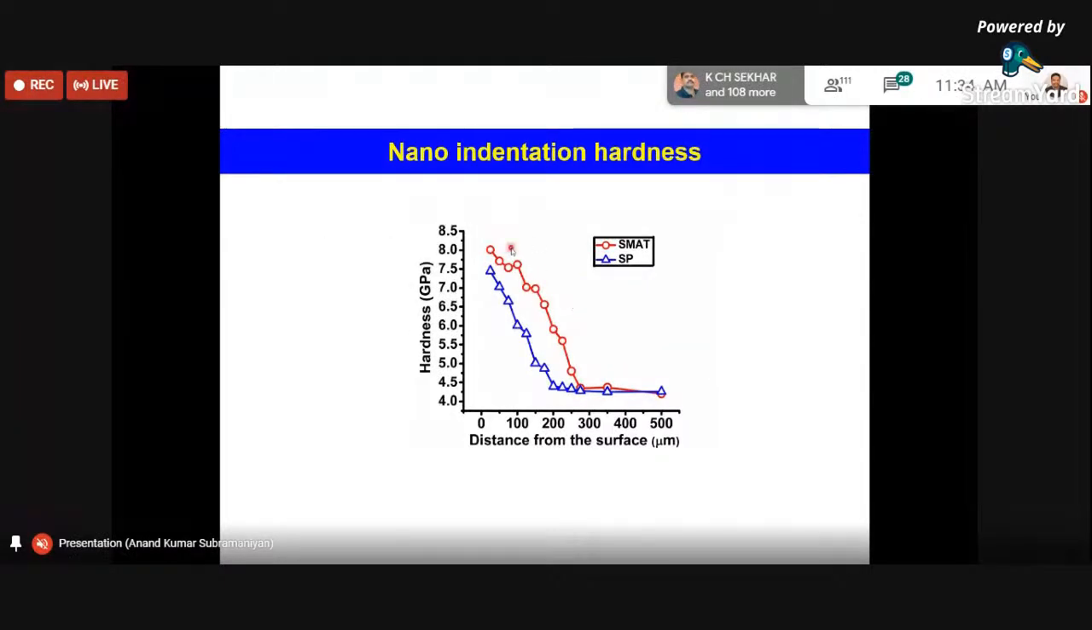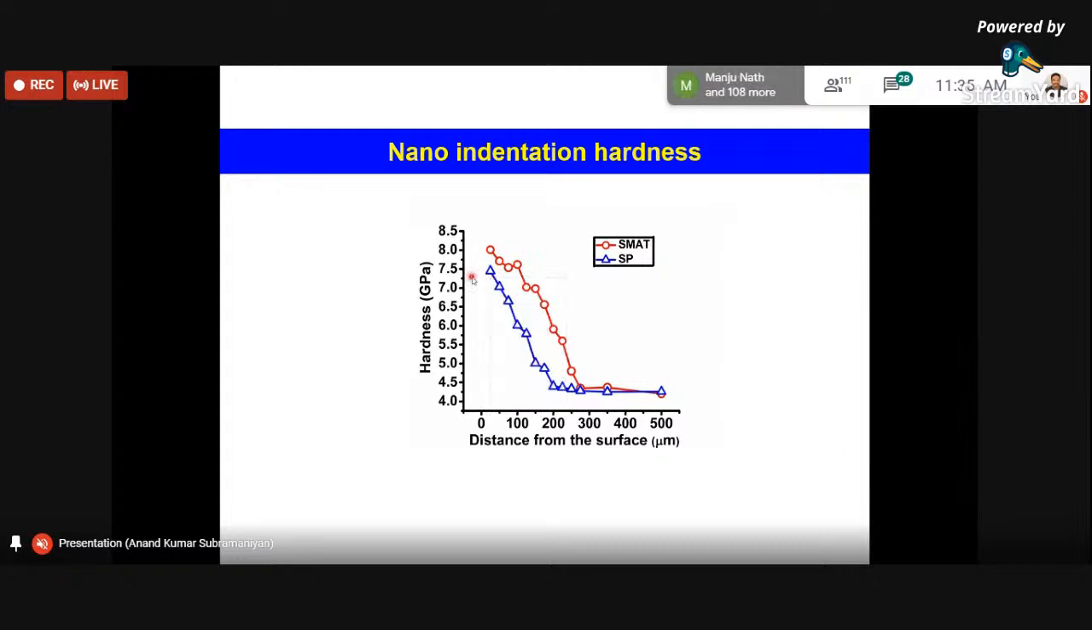And quickly, if we look at nanoindentation hardness from these samples, one can find that there is an appreciable increase in the surface hardness in the case of the SMAT process, and in the case of shot peening, it is slightly less compared to the SMAT process, which is because the deformation zone that we saw in the case of SMAT was higher compared to shot peening.